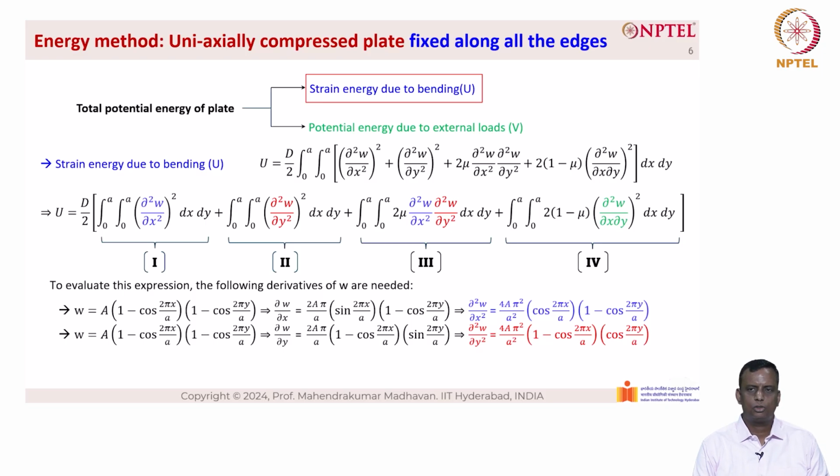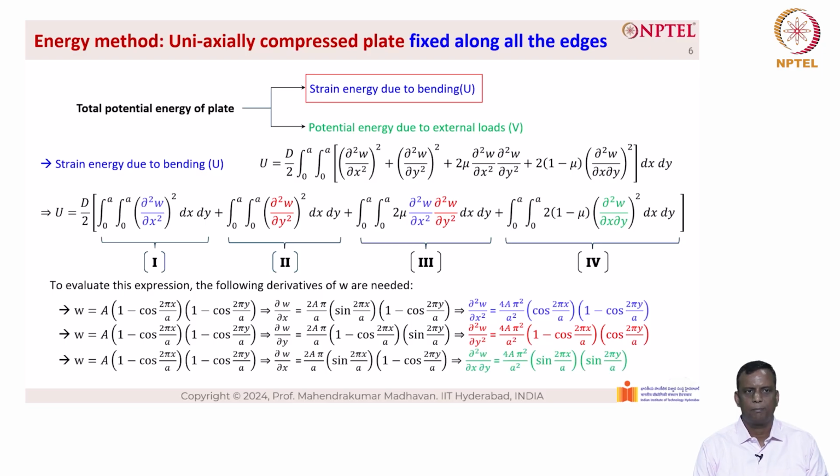When we differentiate it twice, that is ∂²w/∂y², we have 4a π² by a² into (1 − cos 2πx/a) into cos 2πy/a. And similarly, when we double differentiate it with respect to ∂²w/∂x∂y, we get 4a π² by a² into sin 2πx/a into sin 2πy/a.